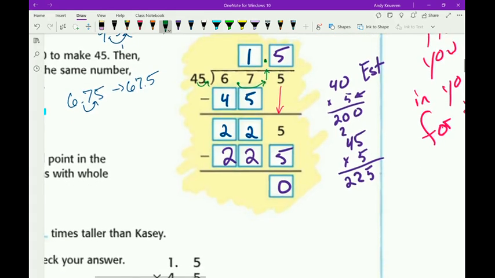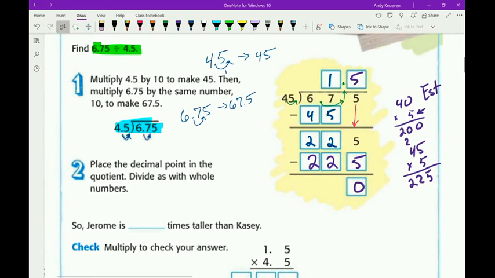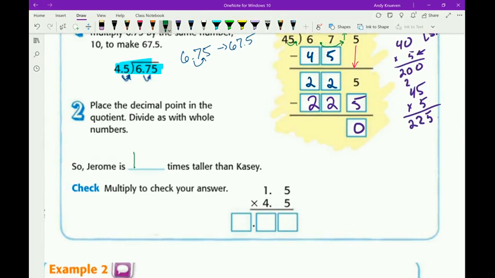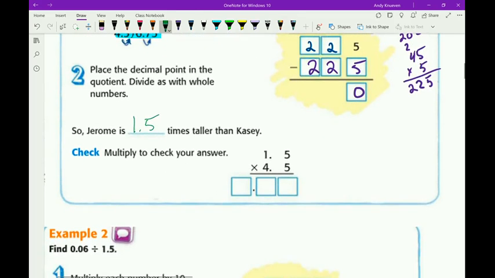That's always a good habit to get into. Move it up as you get started. So Jerome is 1.5 times taller than Casey. And we could check our work and say 1.5 times 4.5. 5 and 5 is 25. 5 down, carry the 2. 5 and 1 is 5 plus 2 is 7.